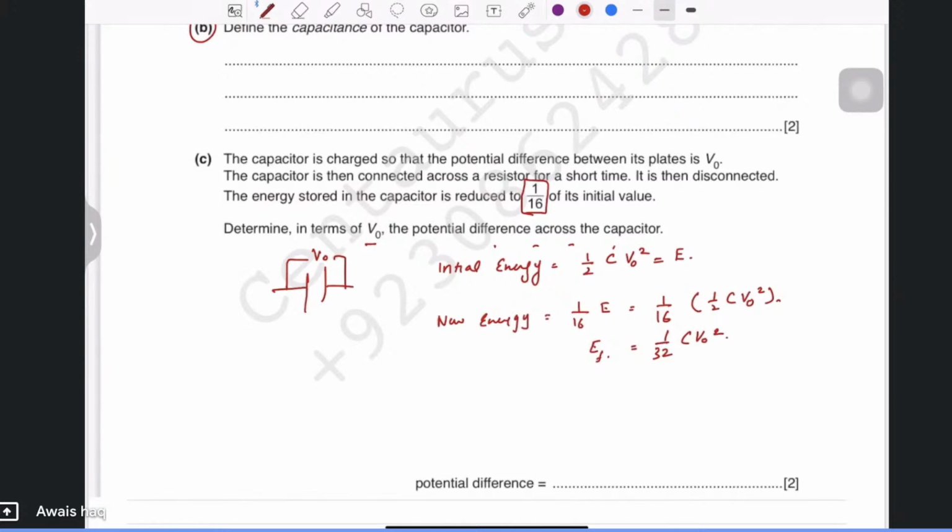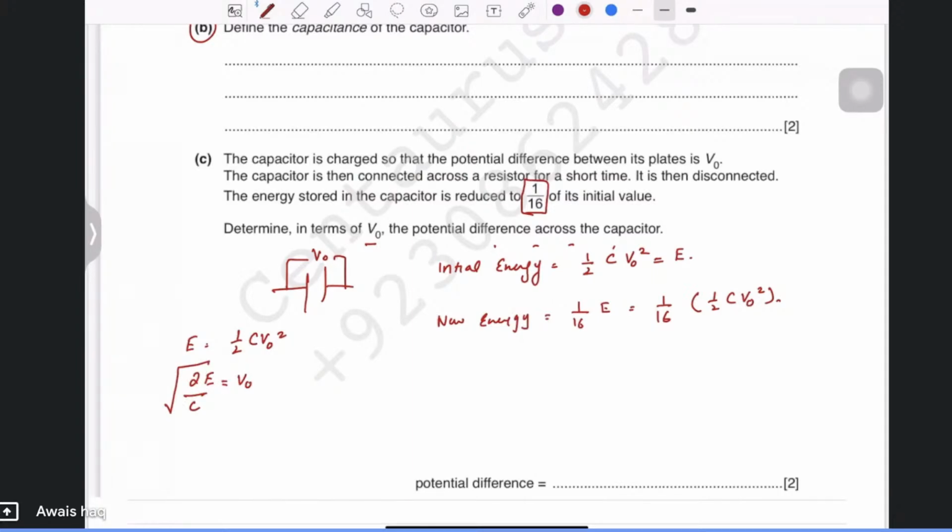Now we need to find potential difference. We don't need energy, right? So I don't think this is the right approach to do it. Let me just change it a bit. So I'm going to write the first equation right here. E equals to half C V naught square. So I'm going to multiply 2 on this side and divide by C on this side and take under root. So this is V naught, right?